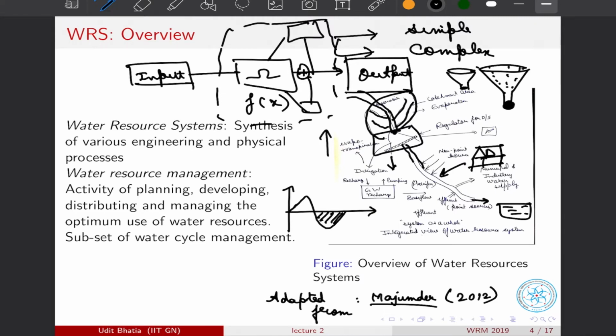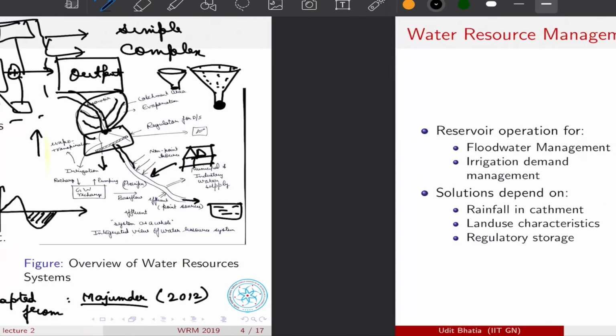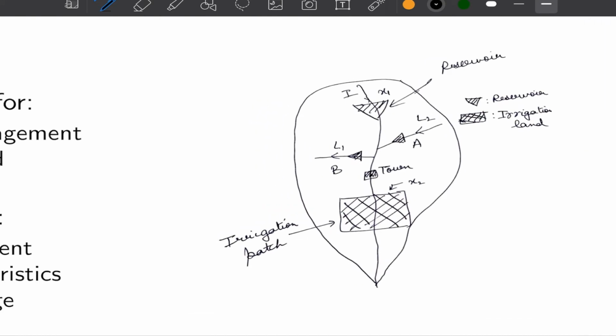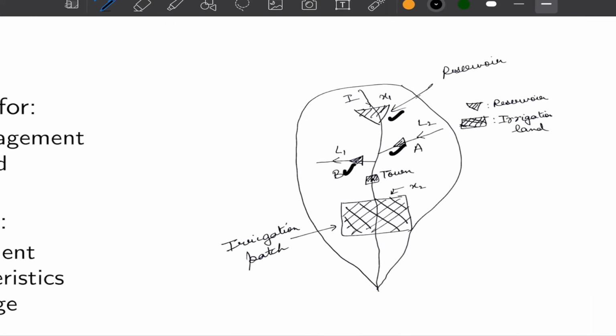So we would see that different kinds of objective functions can be posed to water resources systems, making it challenging and interesting enough. Now, as I was saying, this flood management system. So let us try to look into this example of a watershed. So we have a watershed, and then we have some reservoirs, reservoir 1, reservoir 2, reservoir 3, and there is some irrigation land that we have to take care of. Also, there is a town here.